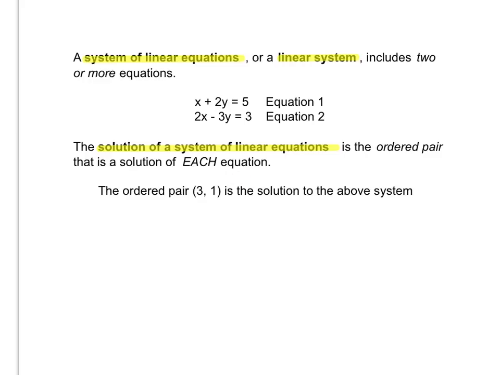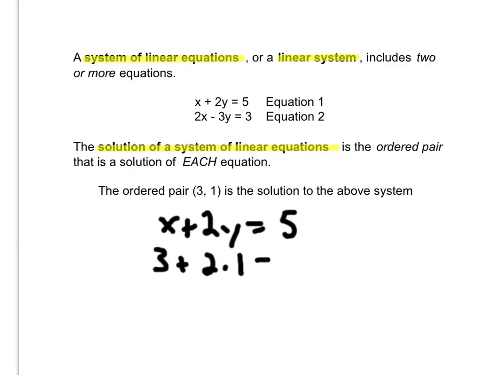So for example, in the above equations here, the ordered pair (3, 1) is a solution to each one, each equation. And we can prove this by plugging it in. So if I go x plus 2y equals 5, if I plug 3 in for x and 1 in for y, then it should work for each equation. So we get 3 plus 2, and we get 5 is equal to 5. So it works for that equation.